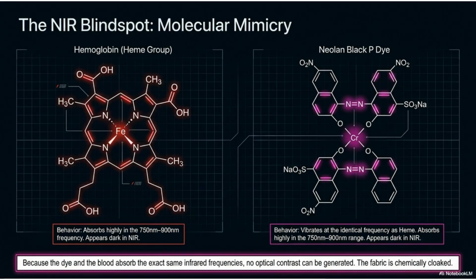The NIR blind spot is due to molecular mimicry. Neolan Black P dye vibrates at the same frequency as hemoglobin's heme group, absorbing the exact same infrared frequencies. This prevents optical contrast, effectively cloaking the bloodstain.